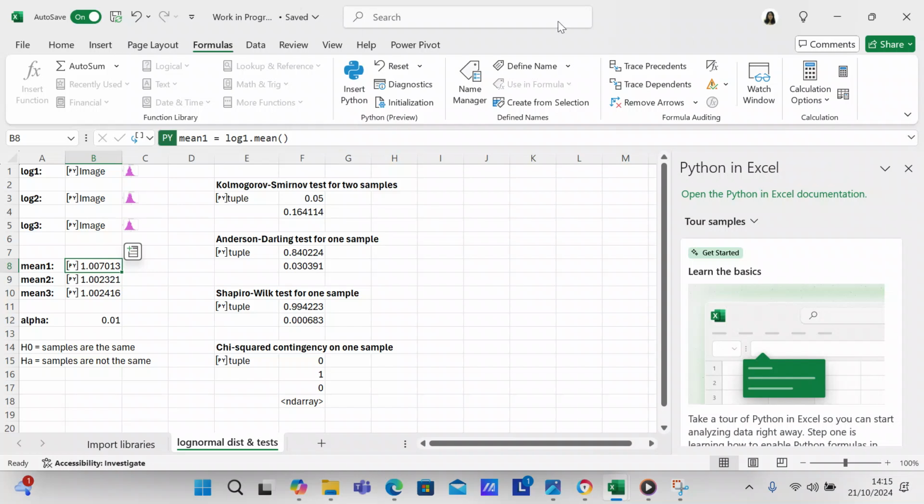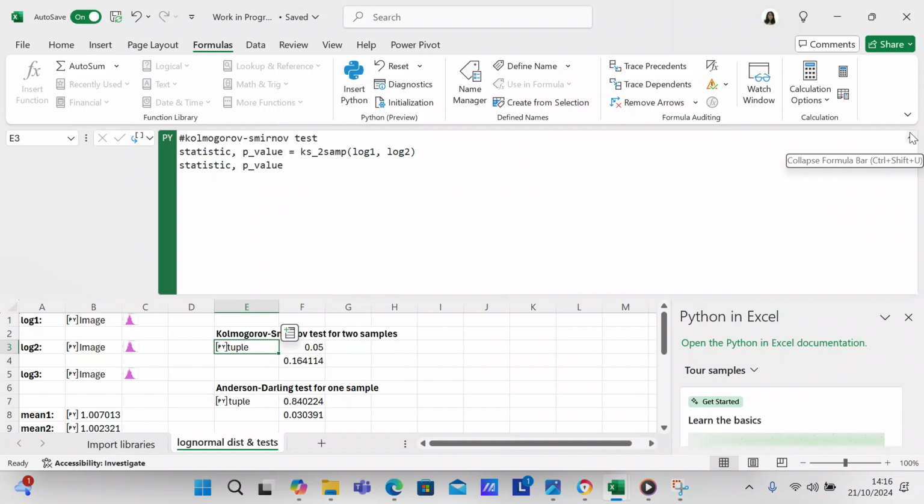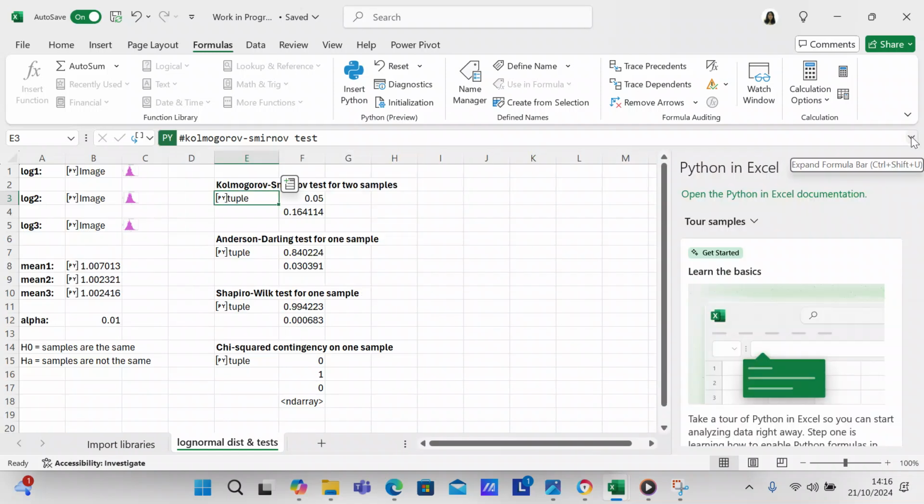you a higher p-value. So we're going to check the code for the Kolmogorov-Smirnov test. That statistic p-value equals ks.2 sample log 1 log 2, and then you're going to print out the statistic and the p-value. And the thing is, this Kolmogorov-Smirnov test is checking 2 samples. But if you wanted to check only 1 sample, you could, because there is code for the Kolmogorov-Smirnov test for only a 1 sample test. It depends on what you wanted to do, but I wanted to check 2 samples.